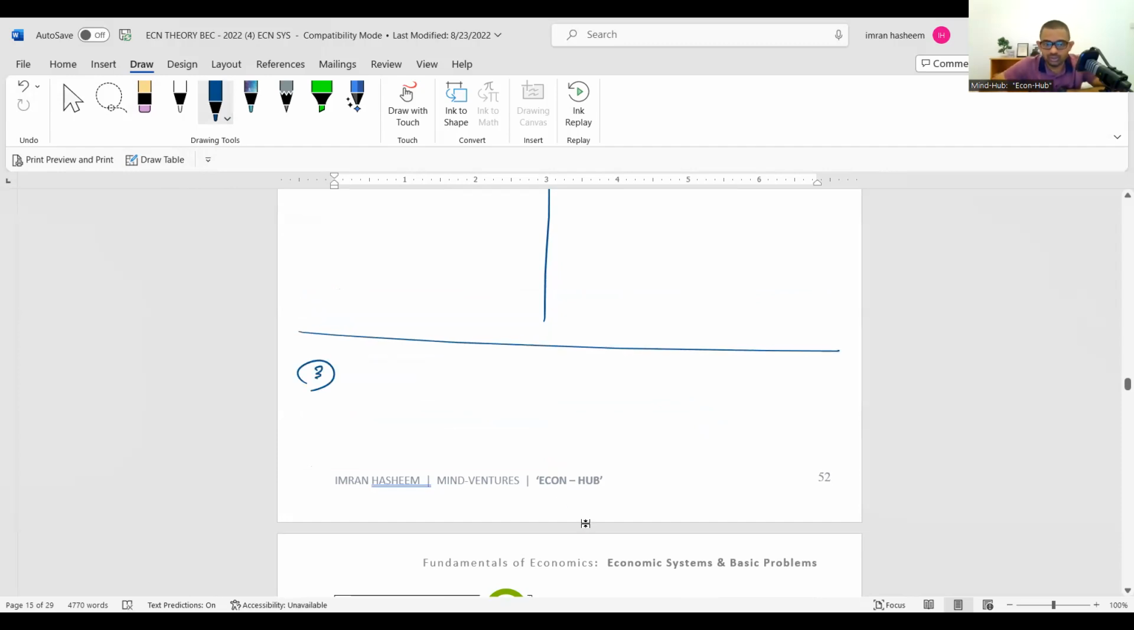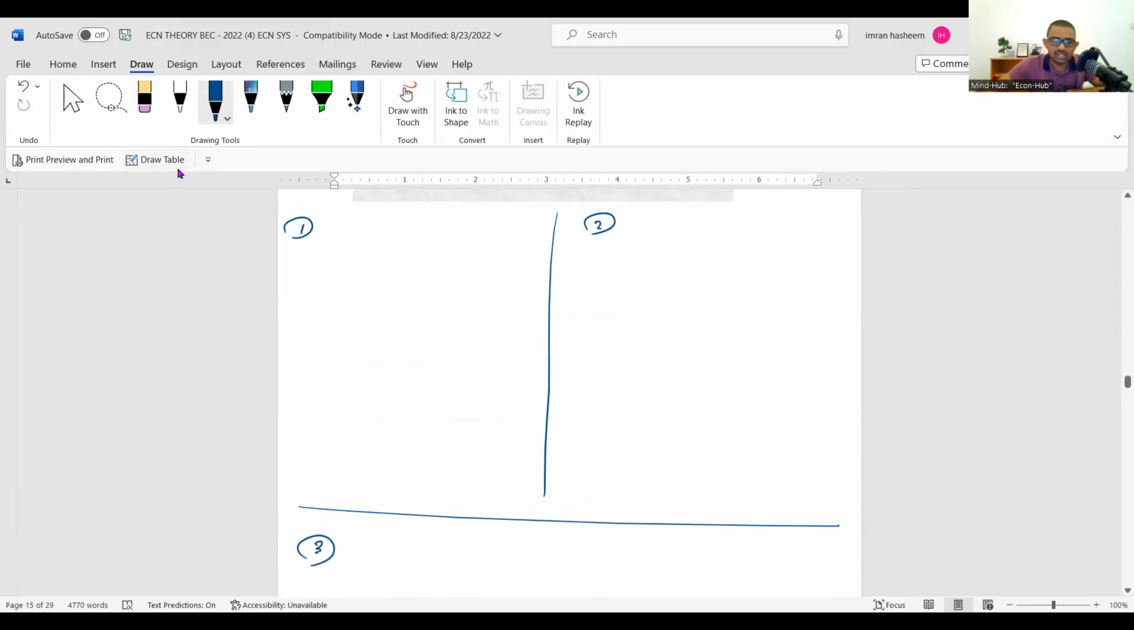So I'm going to give you 3 illustrations. First illustration is the PPF based illustration. The problem is what to produce. Then I will also use another diagram and help you understand, or we'll learn how to illustrate the problem of how to produce. And we'll also have a small illustration to explain the problem of whom to produce. Let's use page 52 as smartly as possible and get this done.